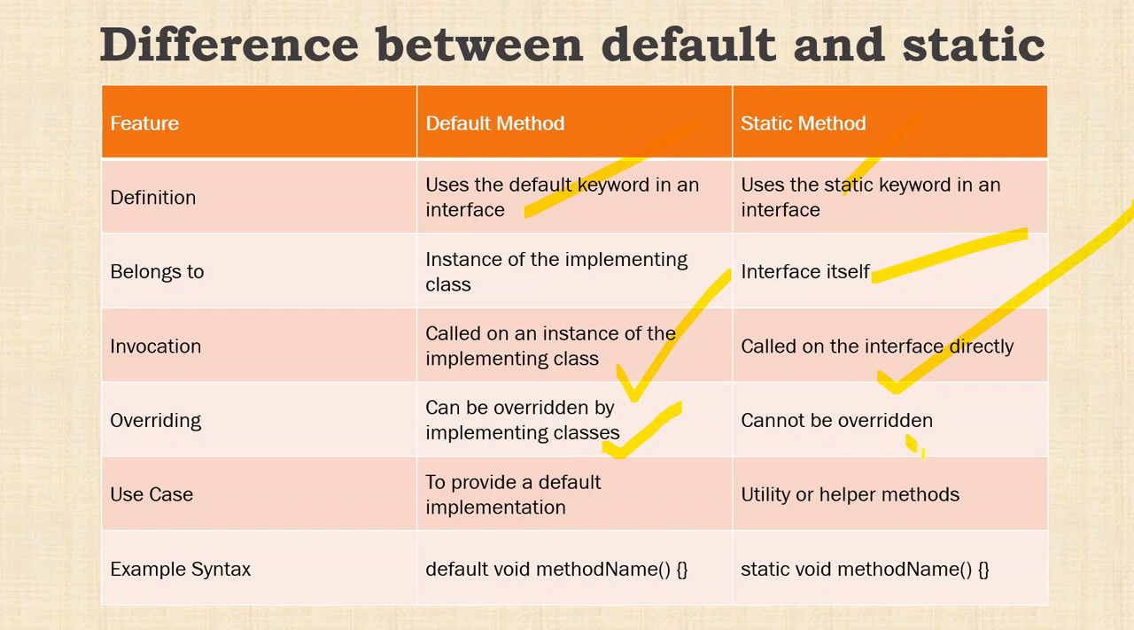And can't be overridden. So a static method you can't override. Use cases: to provide a default implementation, and utility or helper methods for the static method. A default method you can create like this: default, void, return type, and method name. Like this you can create a default method, and a static method you can create by using static instead of default.